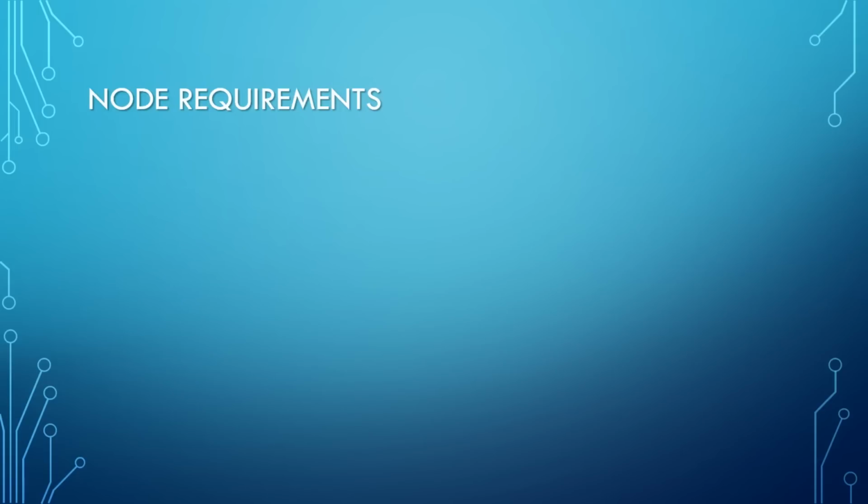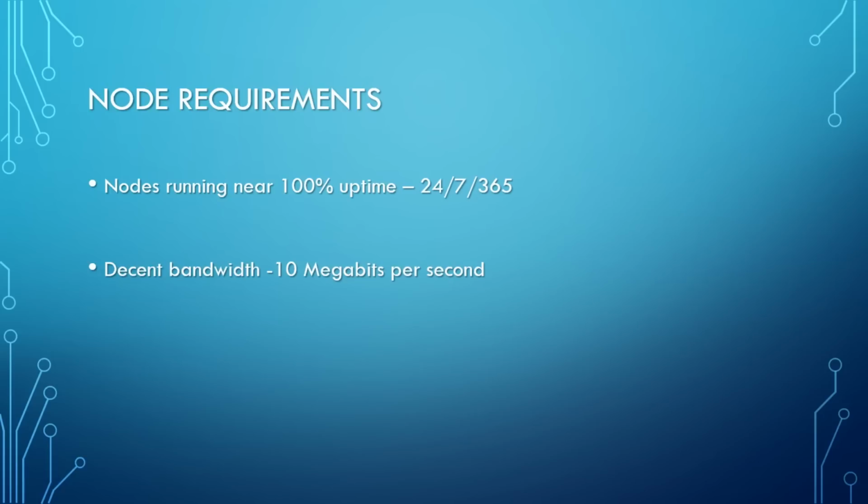Node requirements. Nodes are required to be running near 100% uptime, 24/7, 365, like I said before. What that means is you can't have the system having updates coming through that are going to take it offline. You need to have hardware that is capable of running 24/7 and not heating up and killing the hardware faster. You need decent bandwidth. I would say a minimum of 10 megabits per second. That's pretty much standard broadband nowadays.